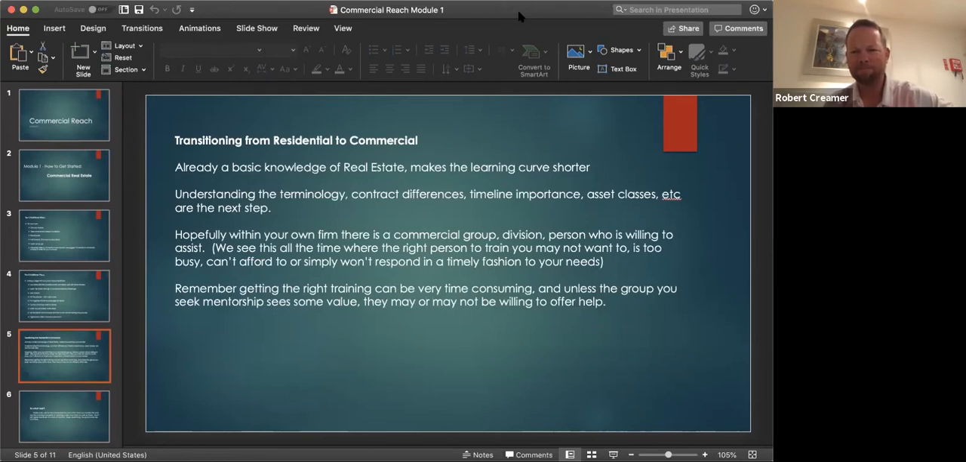Let's see, timeline importance, asset classes, tenant rep, landlord rep, development, all of those. 1031 exchange, what options do you have? Those are things we have to get nailed down, which we will do in these modules, which is fantastic.